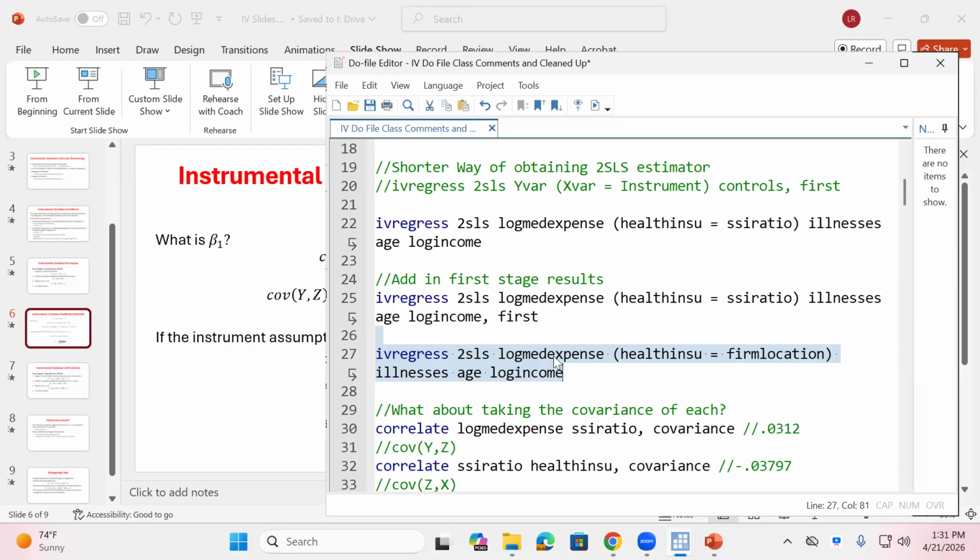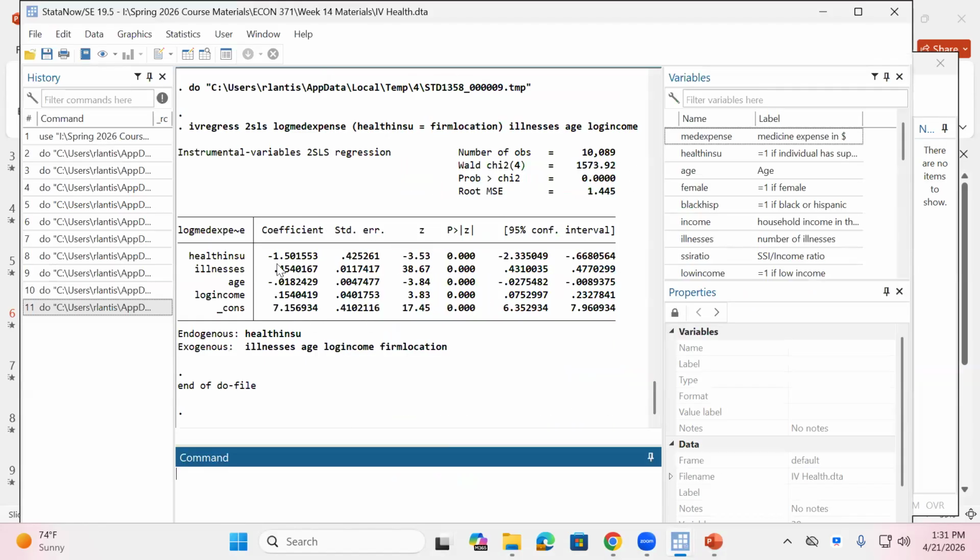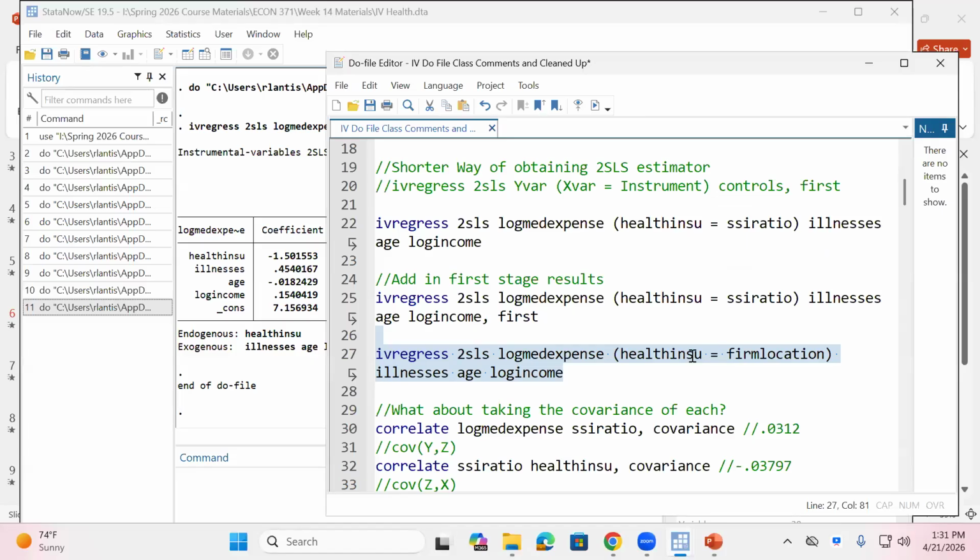So here I'm going to run this regression where, instead of using that ratio, I use firm location. I run that regression, and it's giving me quite a different estimate. I think before we had negative 0.82. This is almost double in size and still statistically significant. So here I'm thinking maybe this was a better instrument, or at least it was eliminating different types of omitted variable bias than my Social Security income ratio was. Now, what would be one way to see if this is a stronger estimate?